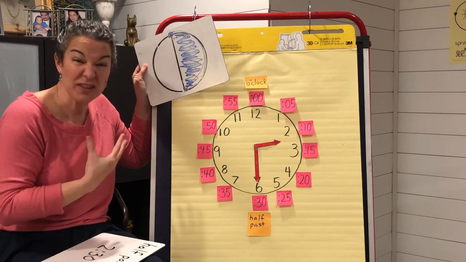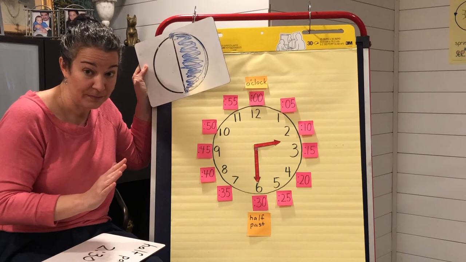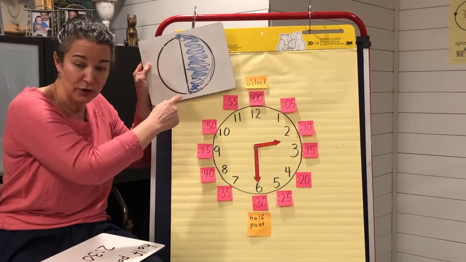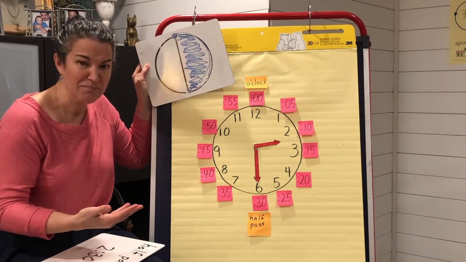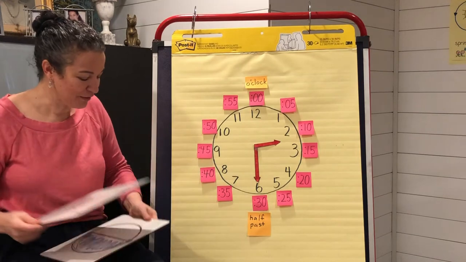And half of 60, there's 60 minutes in an hour, half of 60 is 30. All right, my friends? So that's why they say half past, because it's gone halfway around the circle and it's been half of an hour. Make sense? Kind of, sort of? I'll take it. All right, my friends, let's look at this one.